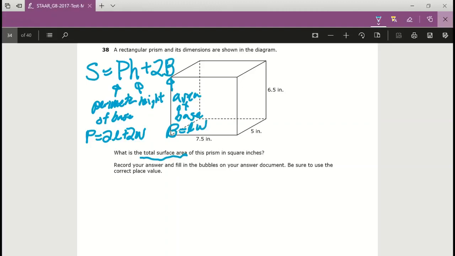Alright, so we just need three things. We need length, width, and height. So let's find our length. Our length is here, our width is here, and our height is there. So we have length, width, and height.